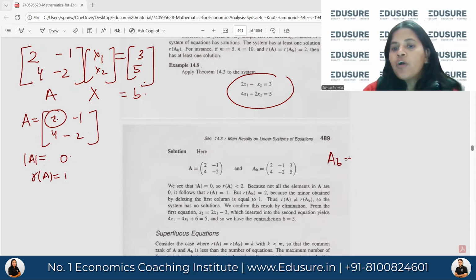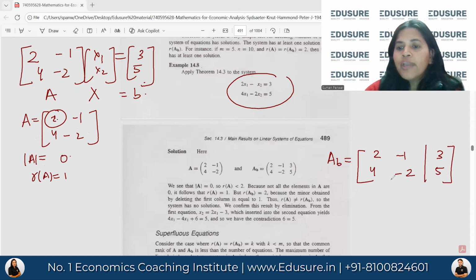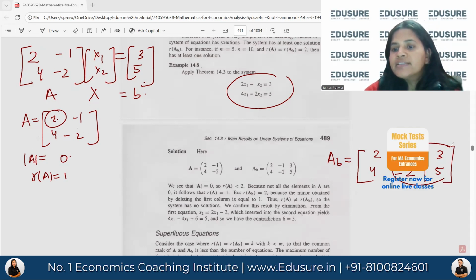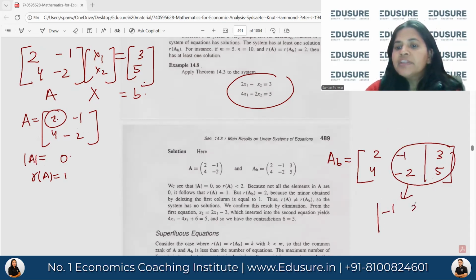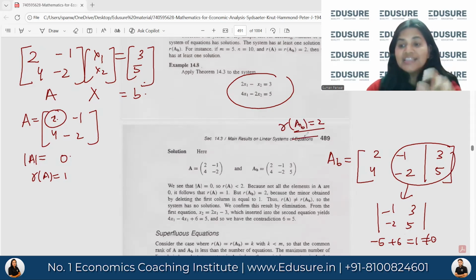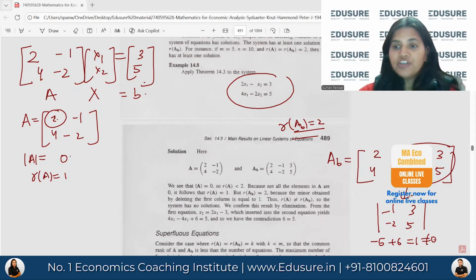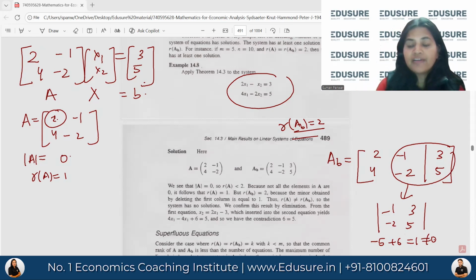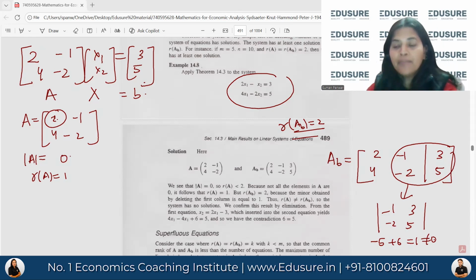Now look at the augmented matrix of A. 2, minus 1, 3, 4, minus 2, 5. This is the augmented matrix. Okay. Now in this matrix, if you look at this two-row minor, minus 1, 3, minus 2, 5, the determinant is minus 5 plus 6 equals 1, which is non-zero. Therefore, the rank of the augmented matrix is 2. And hence, this particular system is not solvable. There is no solution to this system of equations because as per our theorem, the solution exists if and only if the rank of the coefficient matrix is equal to the rank of the augmented matrix.